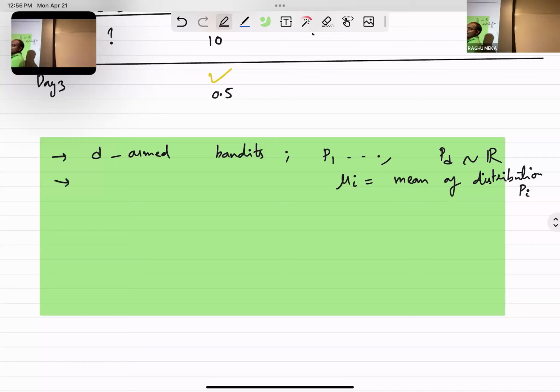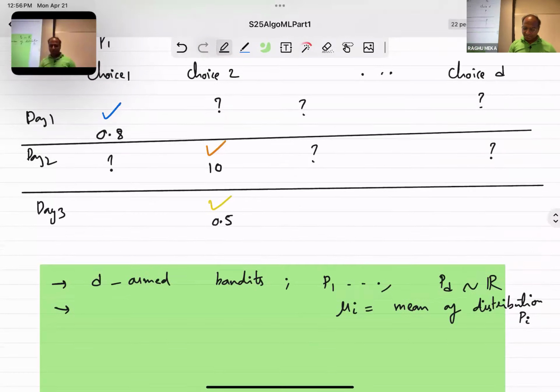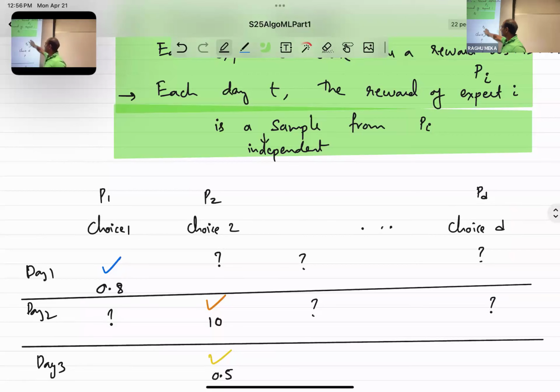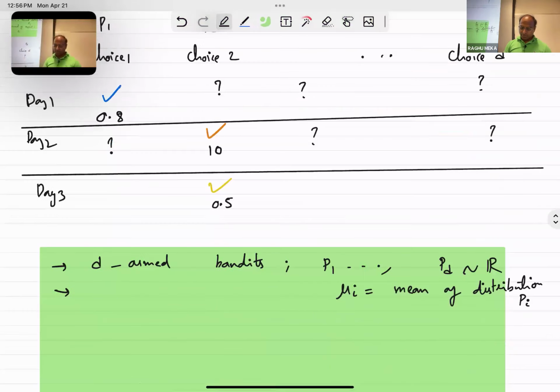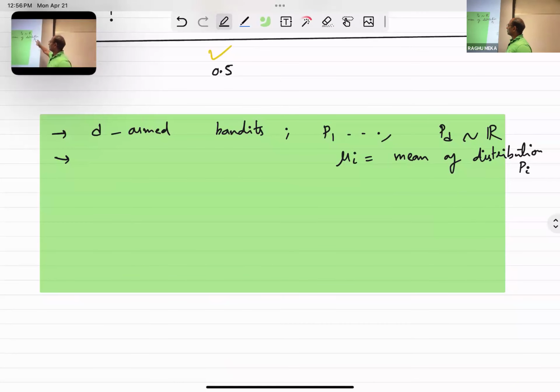So in some sense, this is the true reward of that expert. We don't know what this value is. If we knew, then we would just go for it, right? So going back to this analogy, maybe this last choice is the one which has a high expected reward. Maybe it has an expected reward of 100, but we don't know because we never pulled that lever. So there's a mean of the distribution this much.